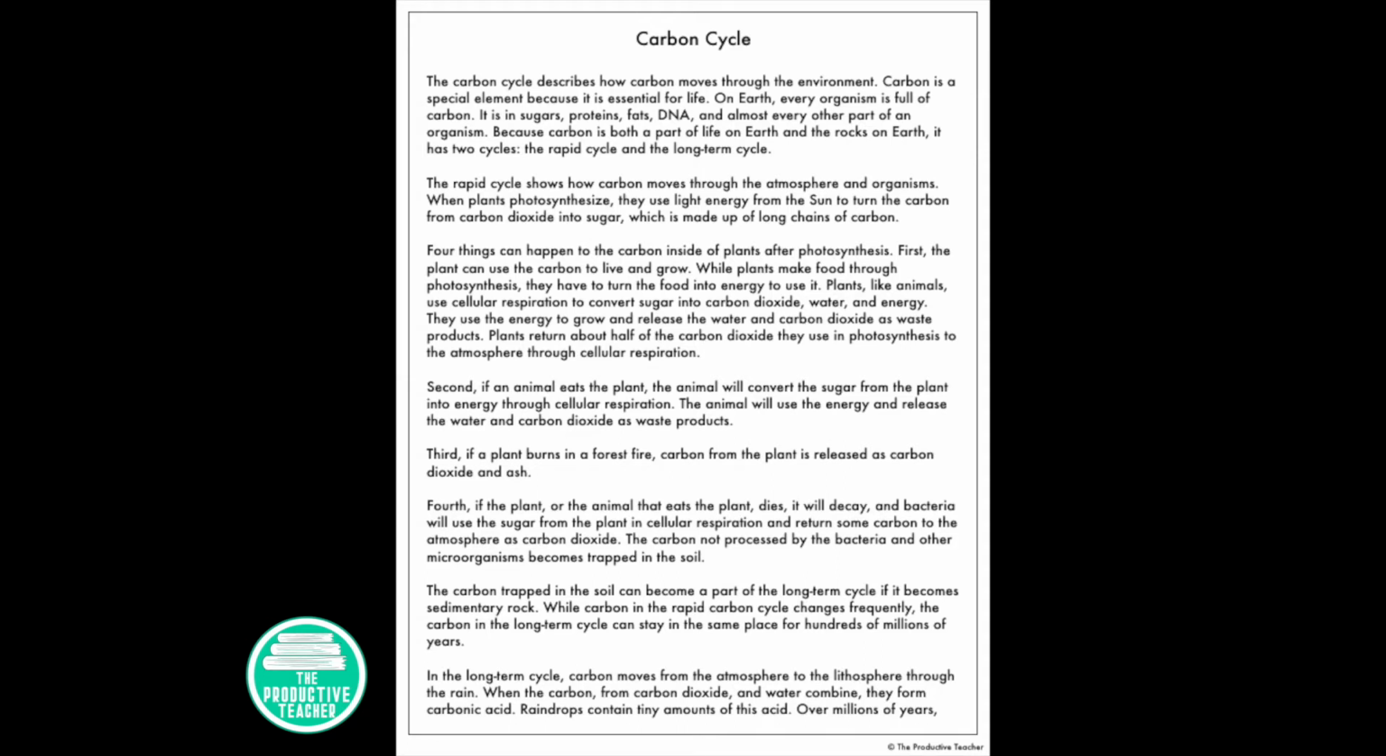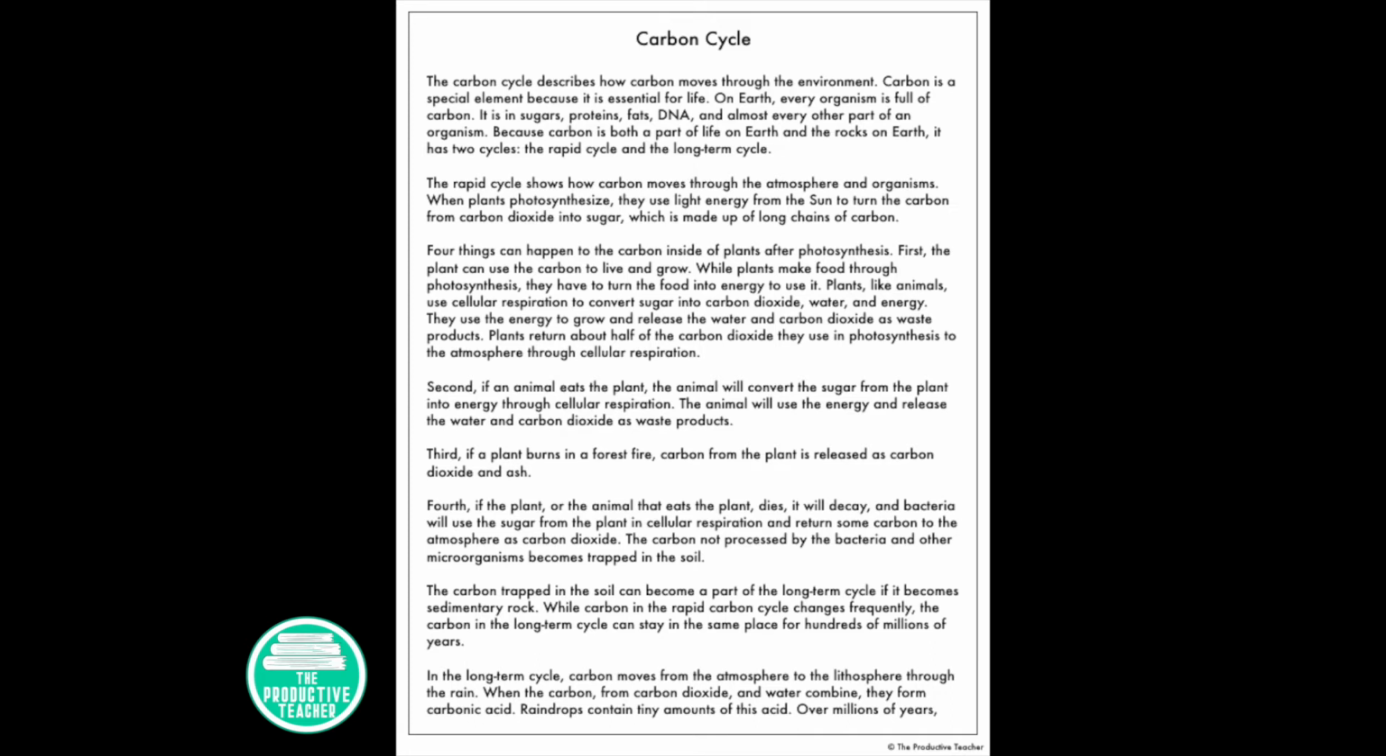Fourth, if the plant, or the animal that eats the plant, dies, it will decay, and bacteria will use the sugar from the plant in cellular respiration and return some of the carbon to the atmosphere as carbon dioxide. The carbon not processed by the bacteria and other microorganisms becomes trapped in the soil. The carbon trapped in the soil can become part of the long-term cycle if it becomes sedimentary rock.